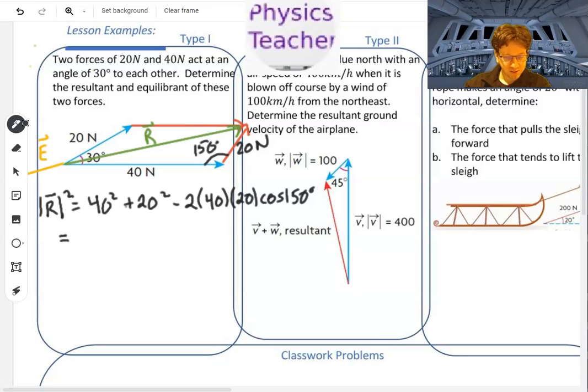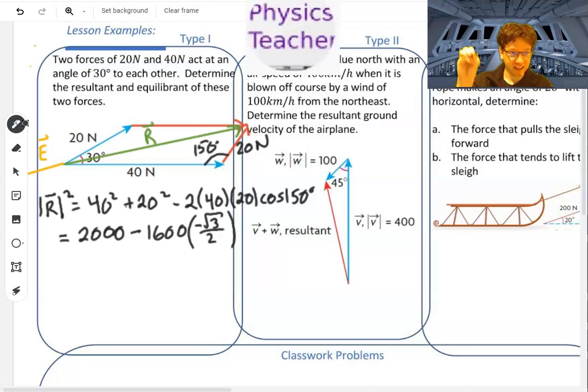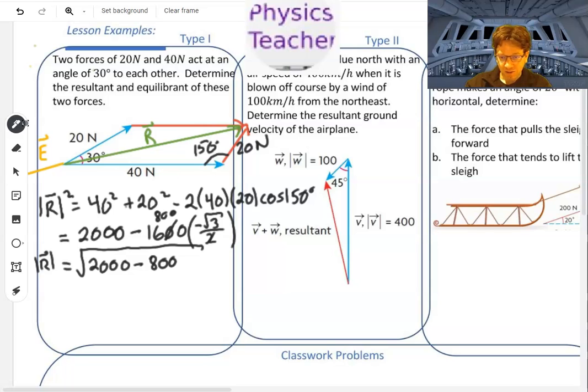So 40 squared plus 20 squared, that's 2,000. Minus 2 times 40 is 80, times 20 is 1,600. Times the cos of 150, which, if you don't have these memorized, that's fine. Just use your calculator. It's minus root 3 over 2. Negative because it's in the second quadrant. You remember the CAST rule, C-A-S-T? So the cos would be negative in that quadrant. To figure out what R is, we then have to square root both sides. So we'll get the square root of 2,000 minus, well, the 2 can cancel to give 800, so minus 800 root 3. Well, sorry, plus. Double negatives gives us a plus.